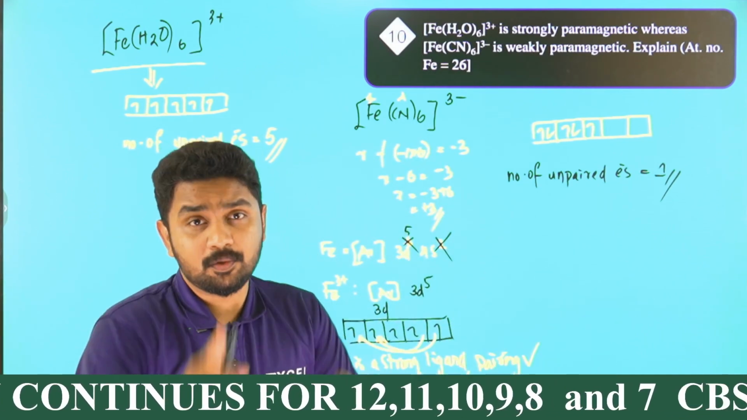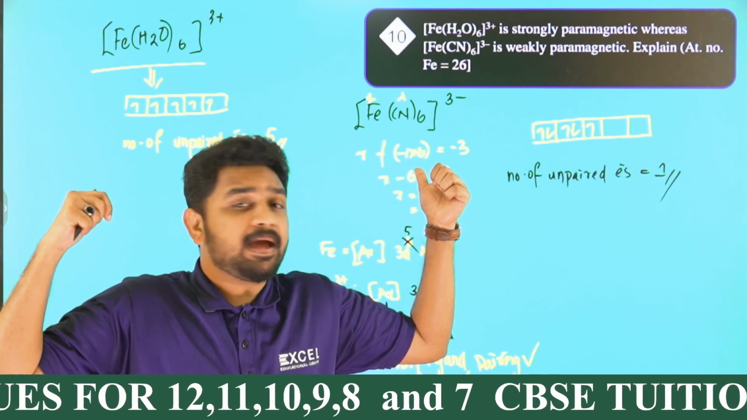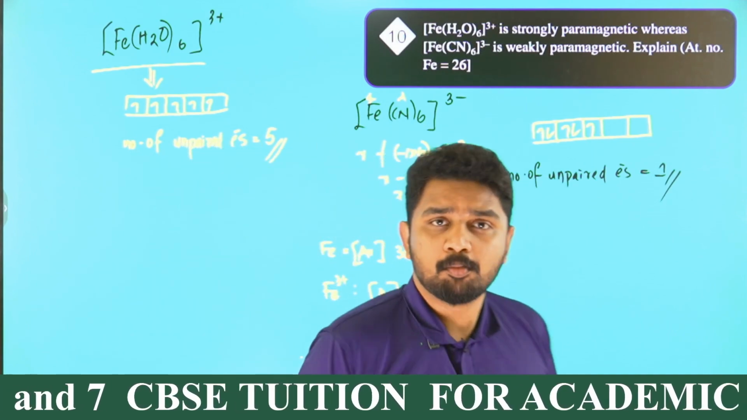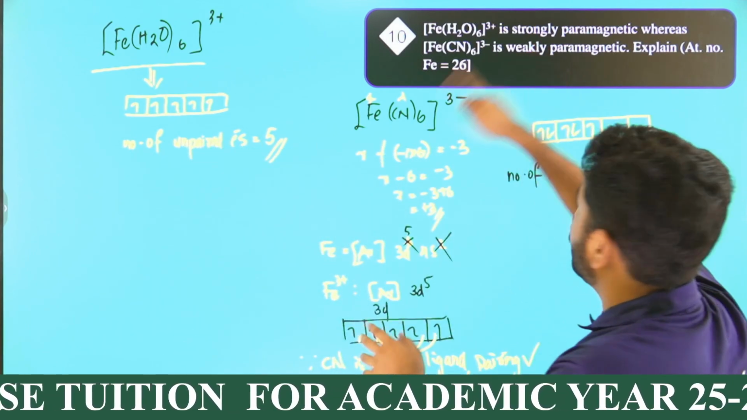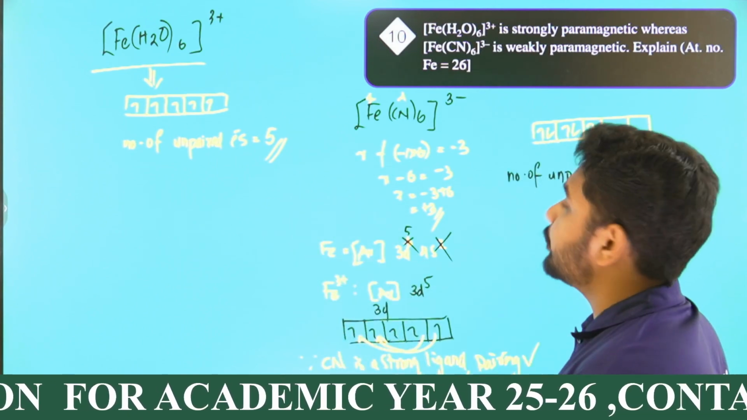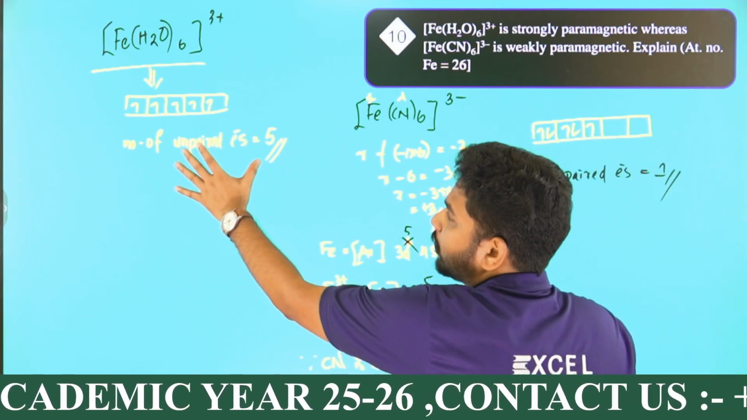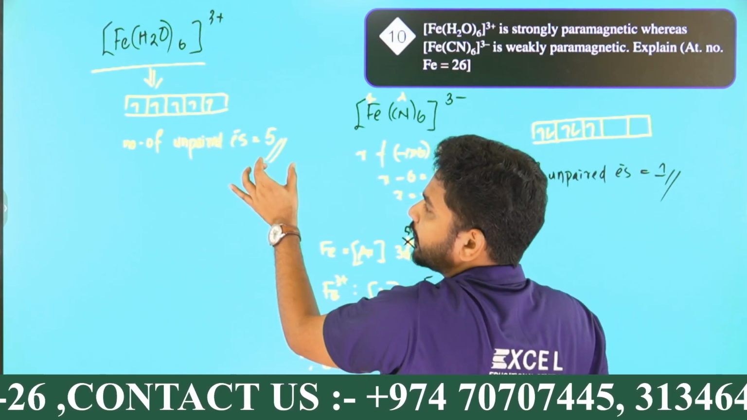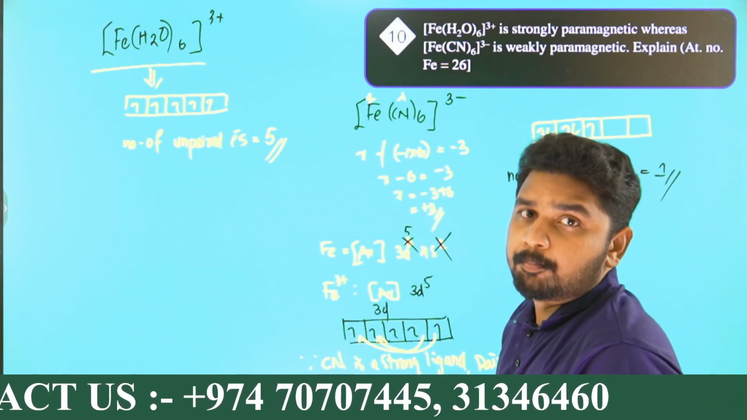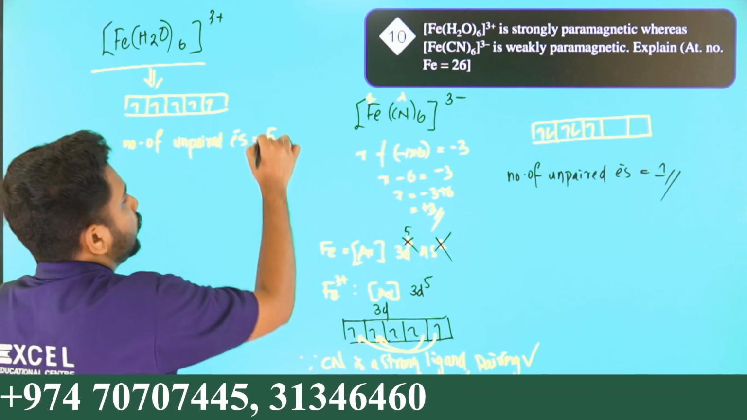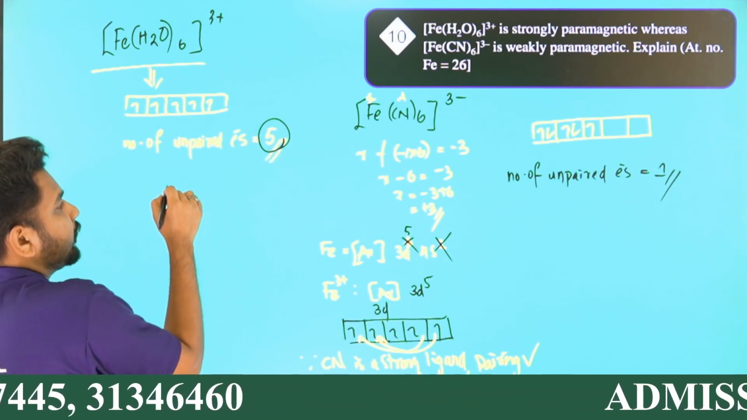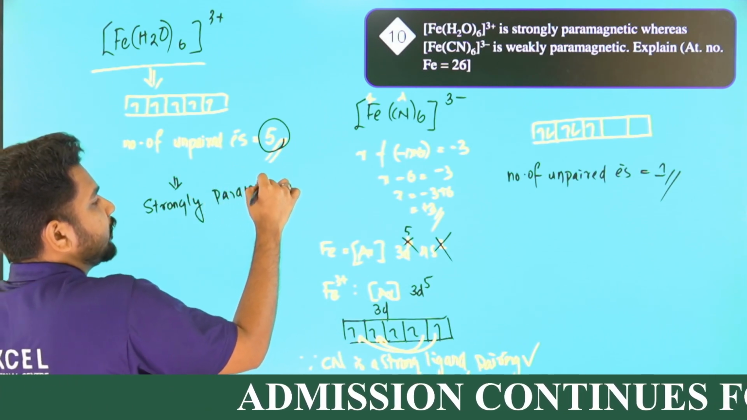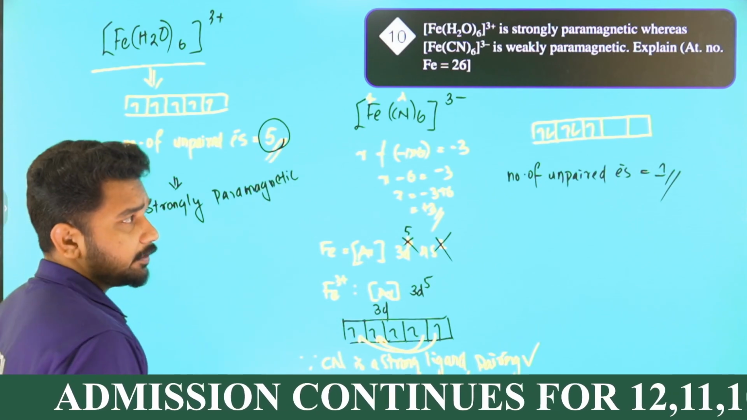Since there are unpaired electrons, you can say that both are paramagnetic in nature. Why? Because of the presence of unpaired electrons. But here the question is, which is strongly paramagnetic and which is weakly paramagnetic. More the number of unpaired electrons, more the paramagnetic property. So this compound has more unpaired electrons, so this compound will be strongly paramagnetic.